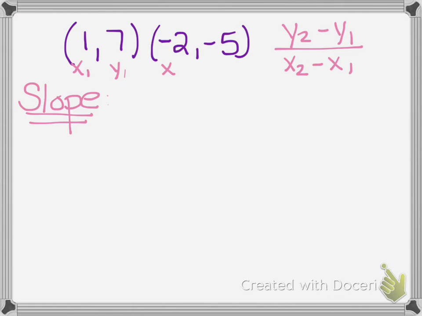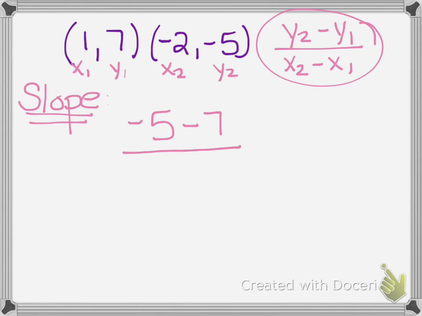So I'm going to label my points and complete this formula. So I have -5 minus 7 over -2 minus 1. -5 minus 7 is -12. -2 minus 1 is -3. And when we simplify this, we get +4 because we have a negative divided by a negative.